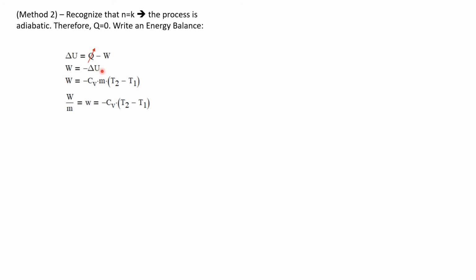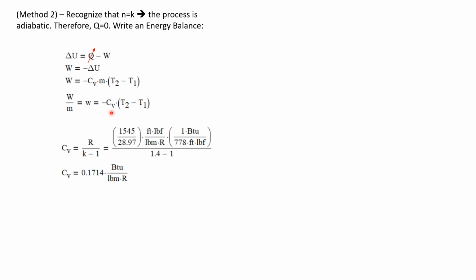And we can write delta U as C sub V times the mass times delta T. Let me divide both sides by m, and I get the work per unit mass, or small w, is equal to minus C sub V times the change in temperature.